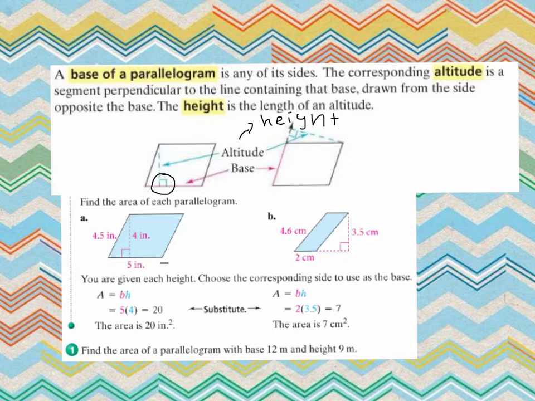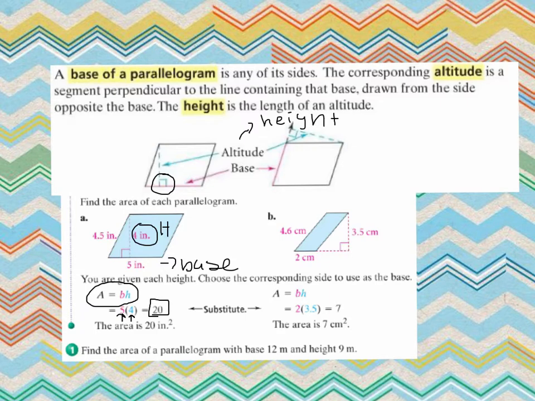So you can write down here, this is our base. If that's our base, then this is going to be our height or our altitude, so I'll put an H next to it. Now we're going to use our formula, which is area equals base times height. I plug in the 5 for the base, I plug in the 4 for the height, and I multiply, and my answer is 20. So the area is 20 inches squared.